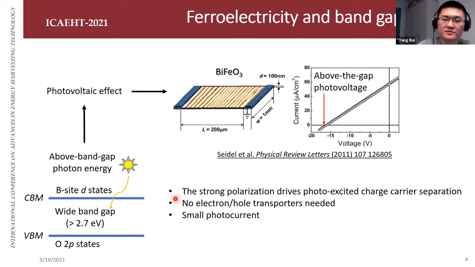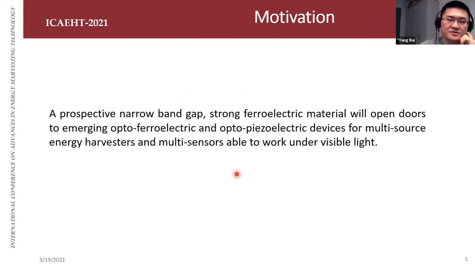But one thing to pay attention to here is that the strong polarization inside the material will drive the photo-excited charge carrier separation. Because of this, you don't have to put on electron or hole transporters. That makes the structure much simpler than conventional solar cells. But the small photocurrent is a problem. We can find some applications, especially for sensing, rather than solar cells. So that's the motivation here.